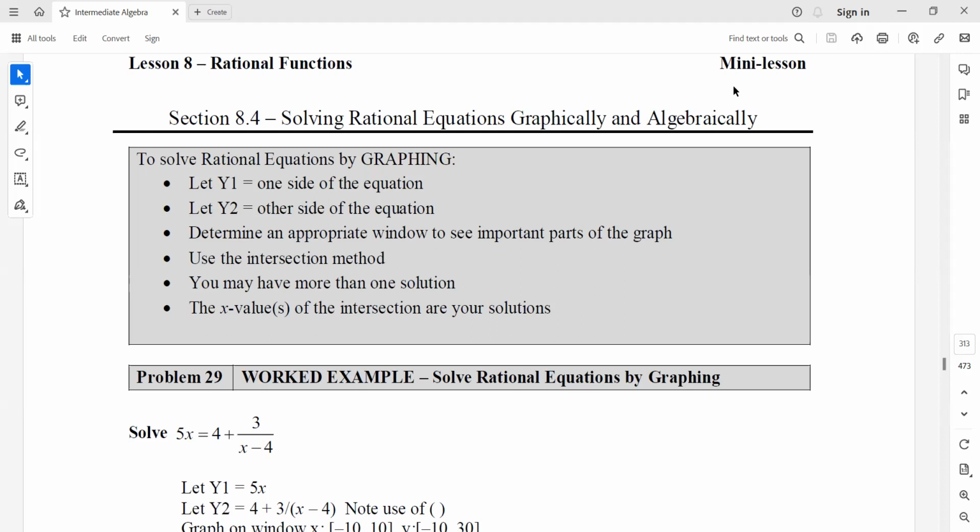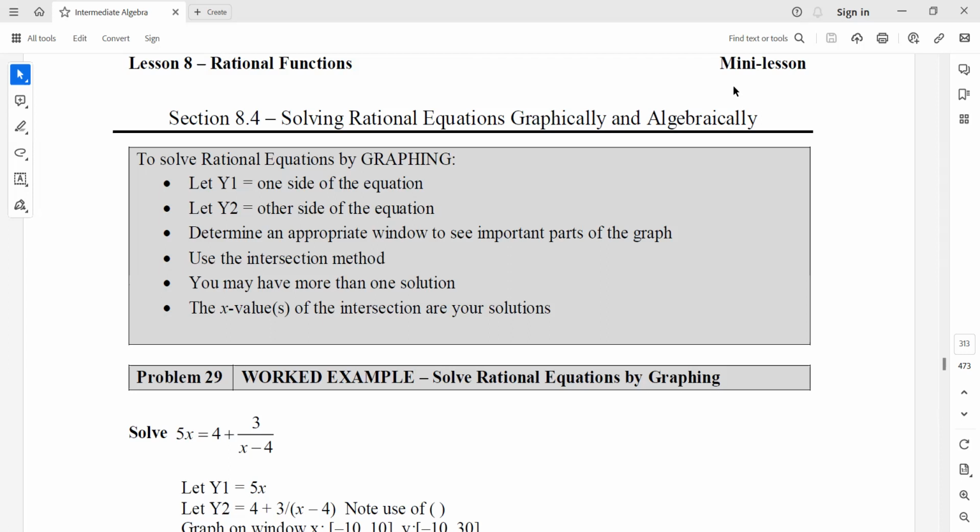Now, if you remember from what we've done in previous lessons, when we get to the equations part, like linear equations, quadratic equations, rational equations, we want to solve them graphically with a calculator and also algebraically.